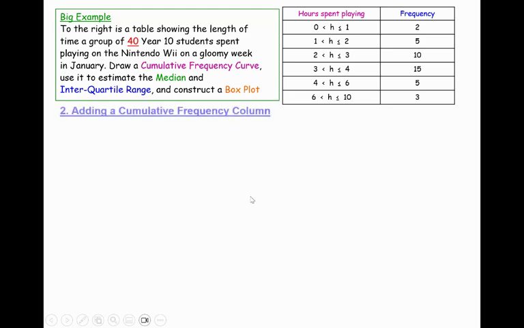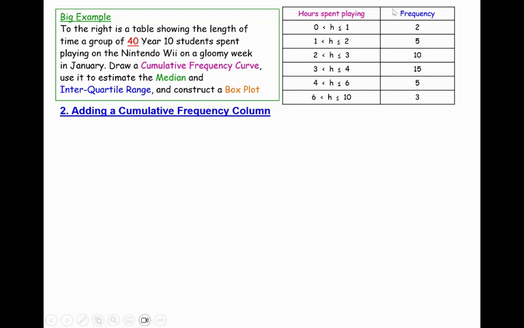What we want to do is, since we're drawing a cumulative frequency graph, then it makes sense that we have to add an extra column, which is what we call a cumulative frequency column. Okay, because the data that's given to us is only frequency. That's not good enough. That's not what we want.